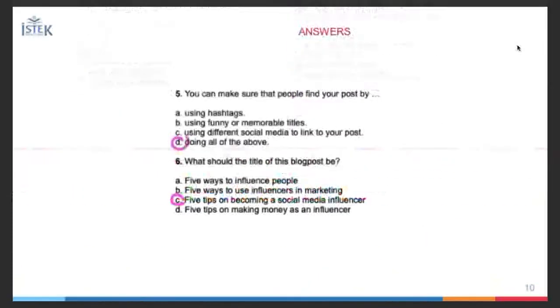Okay, next 2 questions. Number 5, you can make sure that people find your post by doing what? Obviously, all of the above. Number 6, what should the title of this blog post be? Well, your leanings might be a little bit different, but obviously, according to the article, 5 tips on becoming a social media influencer. It's heavily weighted towards making purchases and things like that, but that's not the only thing involved.